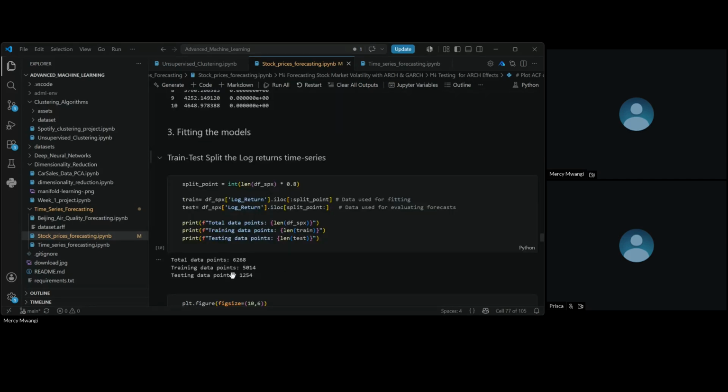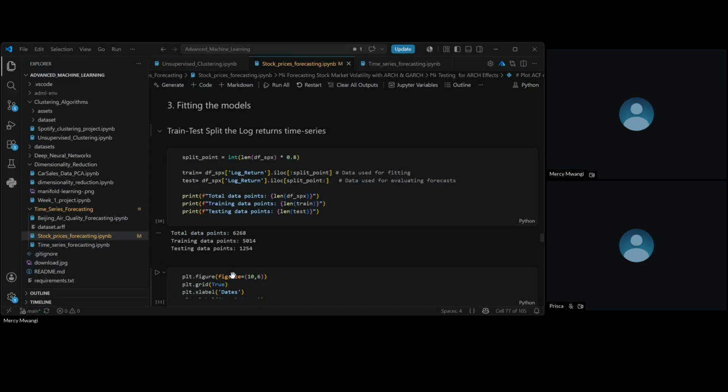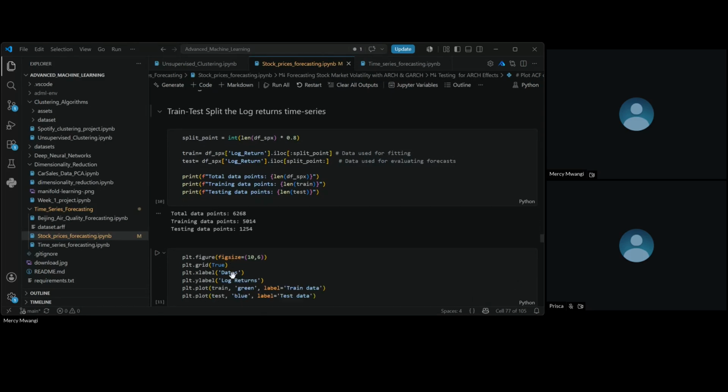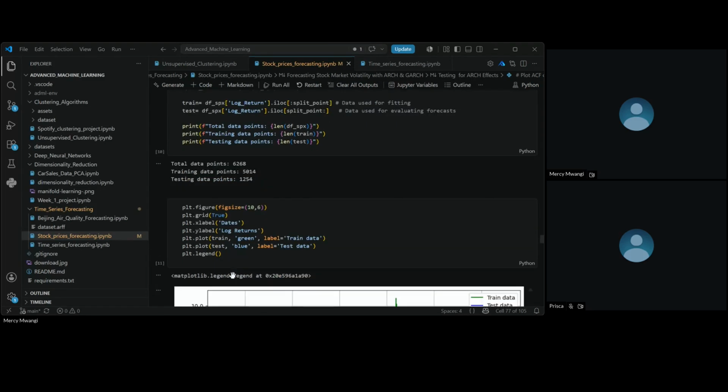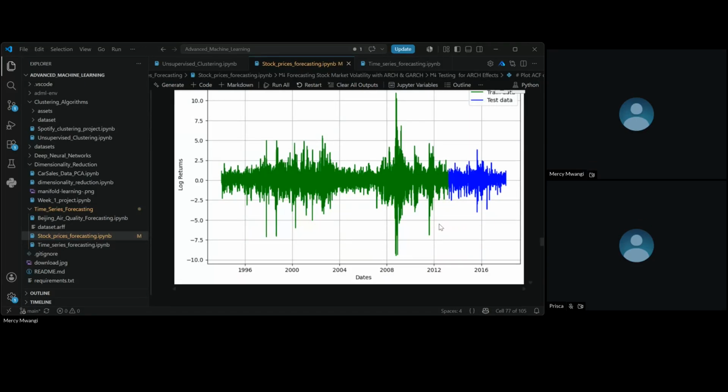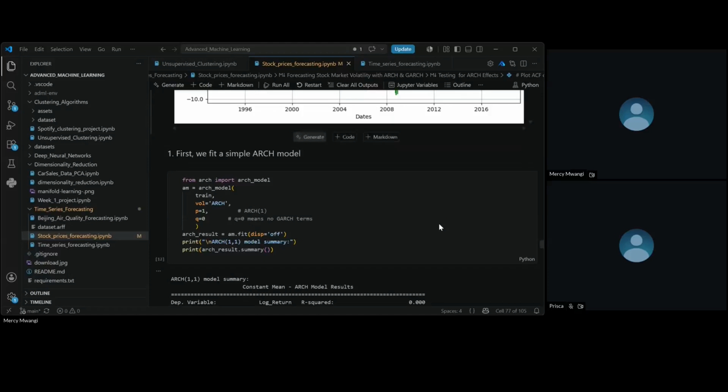and GARCH models. Remember, time series train test split is not the same as scikit-learn's. Train test split means you have to maintain the temporal nature on both sides. So it's the past predicting the future. And there you go. I have my log returns, my train data set, and my test data set. Let's go ahead and fit a simple ARCH.